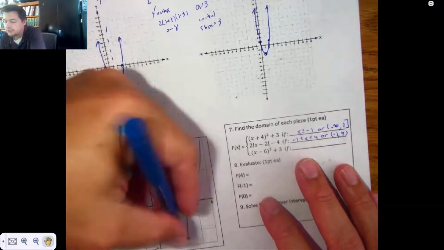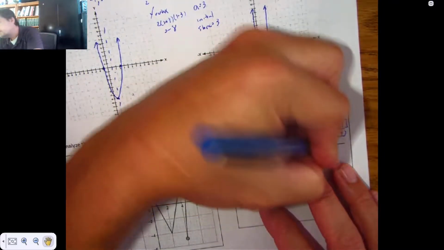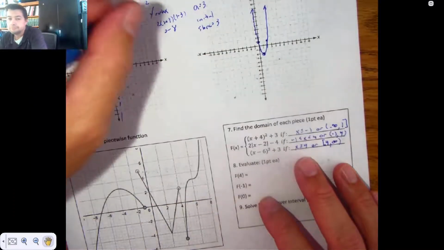All right, next up is a cube function. Solid dot right here, where x is 4, and it moves forever right. x is greater than or equal to 4, or bracket 4, infinity.